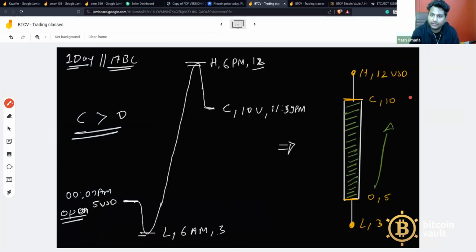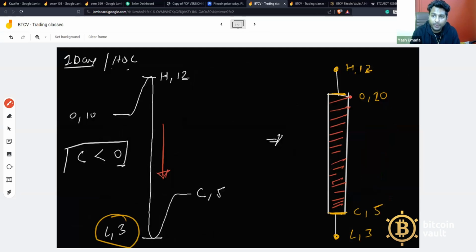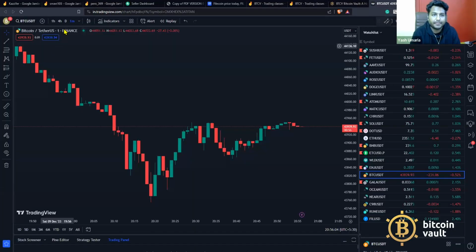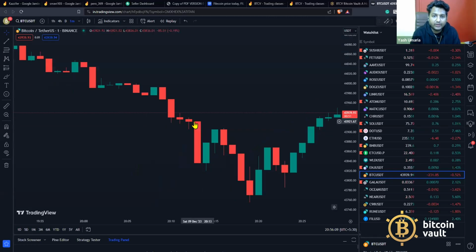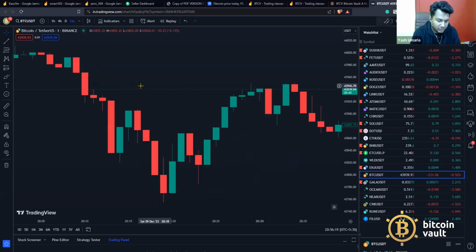In green, the close will be at the above part, above the top of the body, and the open will be at the bottom of the body. In red, the open will be at the top of the body and the close will be at the bottom of the body. If I go right here, you can clearly see. In this case, the market opens at the top, right here, and then it went down. In the green one, the market opens at the bottom right here, and then it goes up. So that's why there is a color.